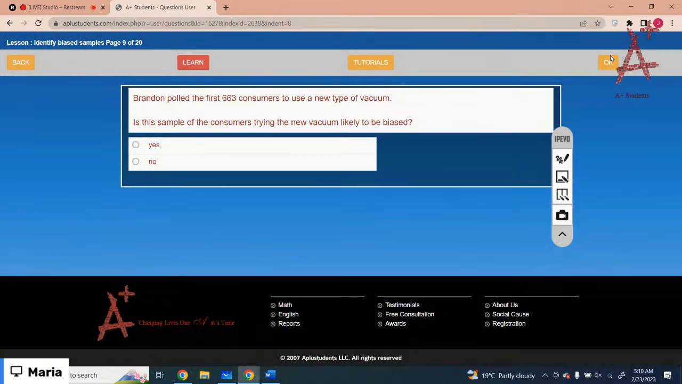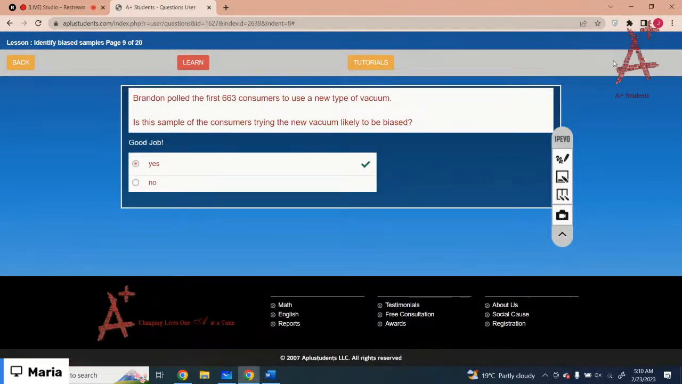Brandon polled the first 663 consumers to use a new type of vacuum. Is the sample of consumers trying the new vacuum likely to be biased? Yes, it is biased. Got it? Because these 663 consumers are the ones who are using the new type of vacuum. So the criteria here is the new type of vacuum. So the correct option is yes, the data is biased.